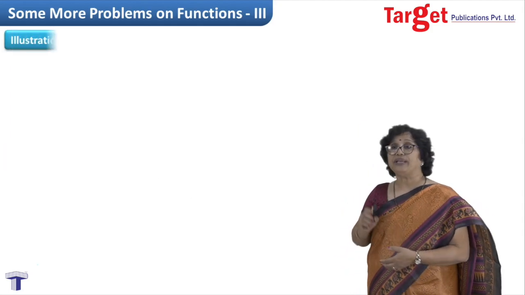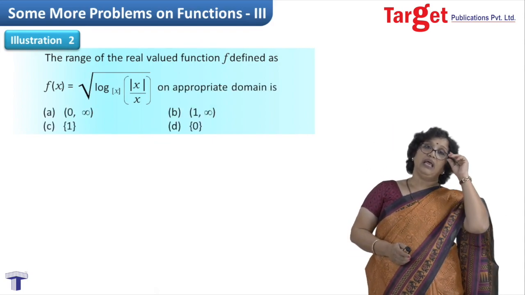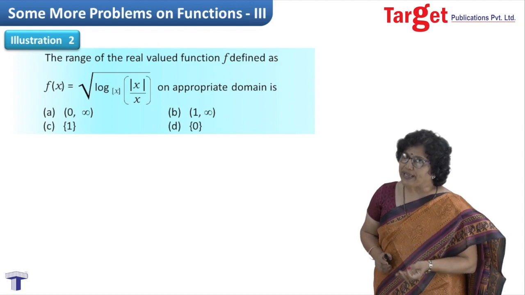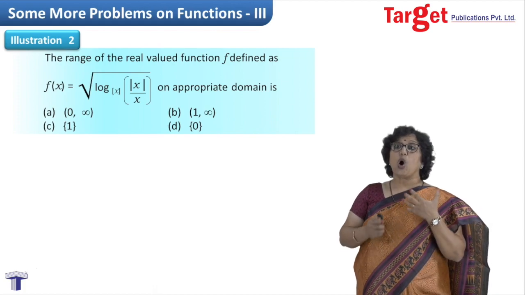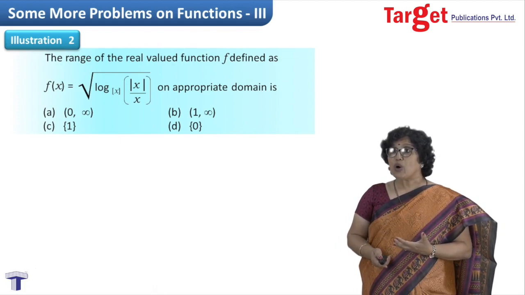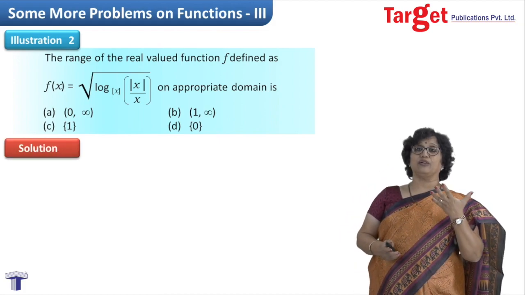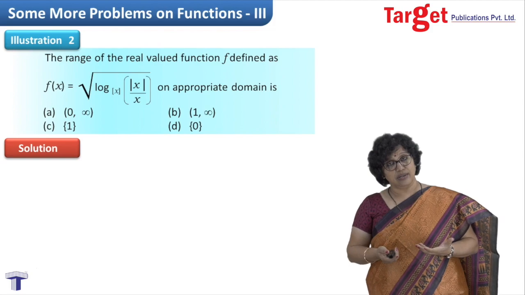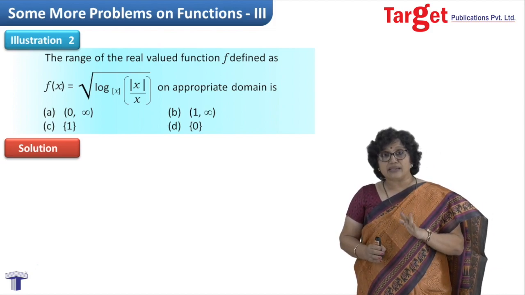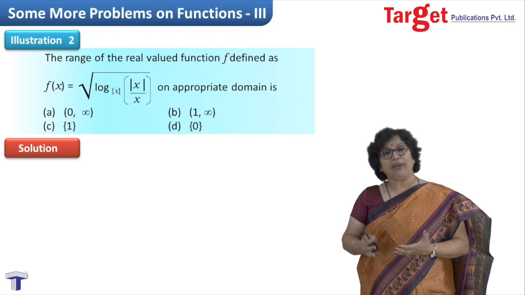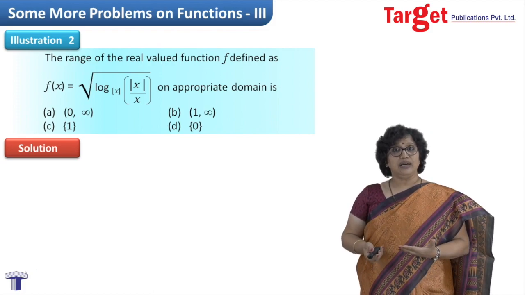The range of the real valued function f, where f(x) is defined as square root of log of absolute value of x, to the base greatest integer of x, and the question says on an appropriate domain. Means what? We have not been given what the domain is. We will have to search for the domain. Why do I say that we have to search for the domain? Understand this, range depends on the domain. Unless the domain is known to you, you cannot answer for the range.